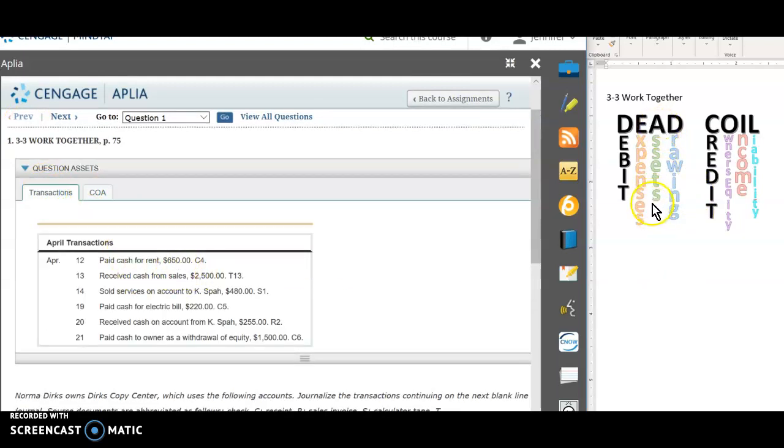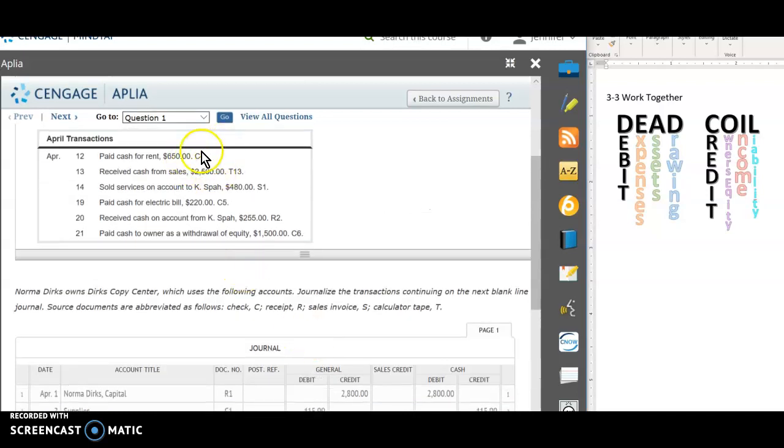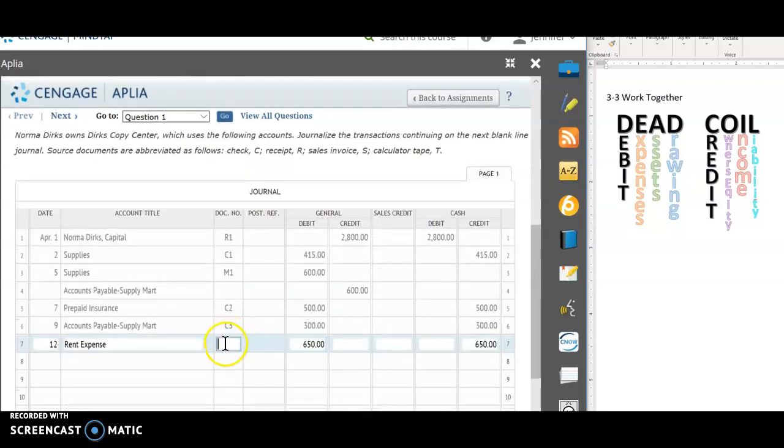So cash is an asset. The normal balance for assets are debits. That's when it's an increase. So if cash is going down, it has to be a credit. So in our journal on this line, we're going to say a cash credit of $650. So our debit is expense. Expense is not one of the special columns, so it comes over here in the general column, $650. And our document number is C4, check number 4.